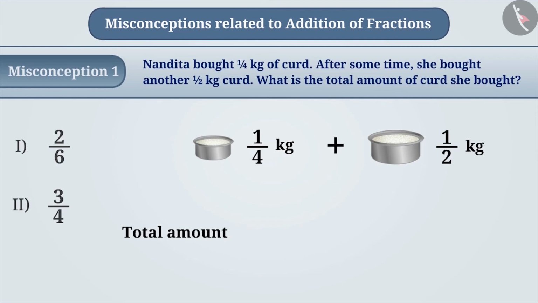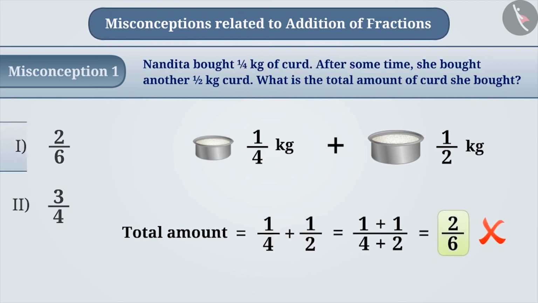Sometimes addition of fractions is not understood properly. While adding them, the numerators and denominators are added separately. Therefore, the addition of 1/4 and 1/2 is written as 2/6. This is an incorrect understanding. Let us find out the correct solution to this.